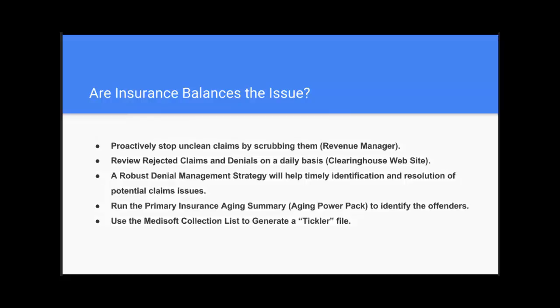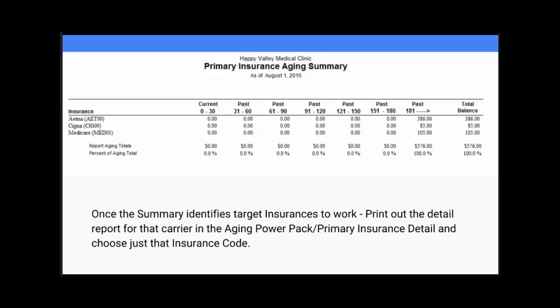That insurance aging report, that aging power pack, it really would show you in detail by carrier who's got all the receivables. And you want to go in and identify them. If you don't want to identify them on paper, there is a tool in Medisoft that you may or may not be using now called the collection list. And I'm going to show you how to use that collection list.